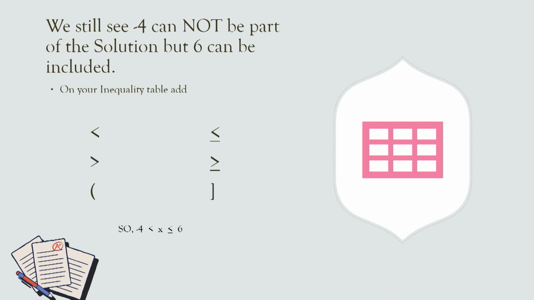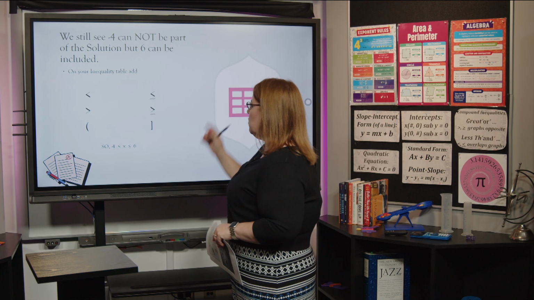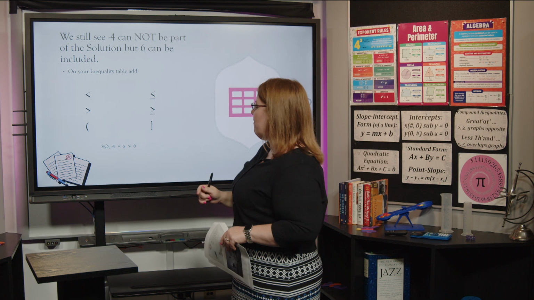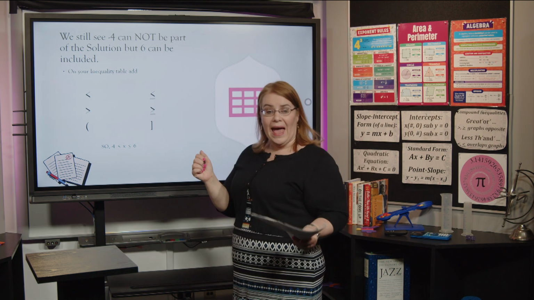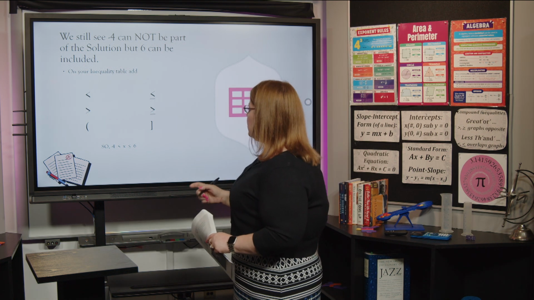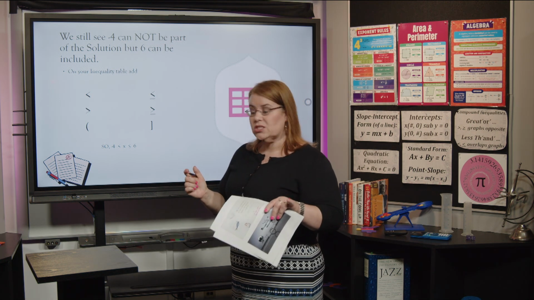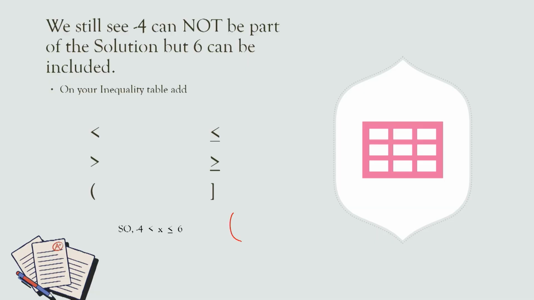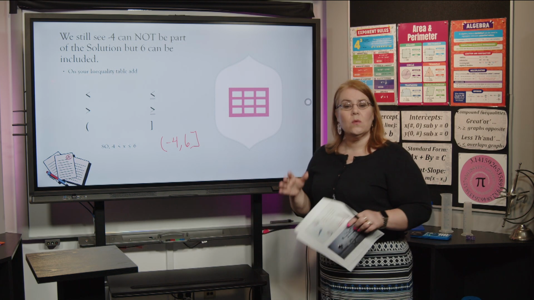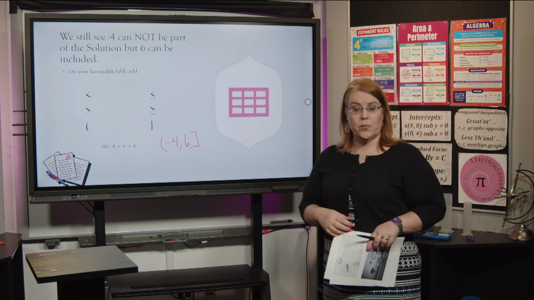On your inequalities table, you need to make sure that you add that with our less than or greater than, we have the parenthesis, and with our less than or equal to or our greater than or equal to, we have our bracket, which we have been using in this unit. So if I was going to write an interval notation, I would have put parenthesis -4, 6 bracket. So we need to make sure that we're understanding when to use parentheses and when to use brackets. Good job.